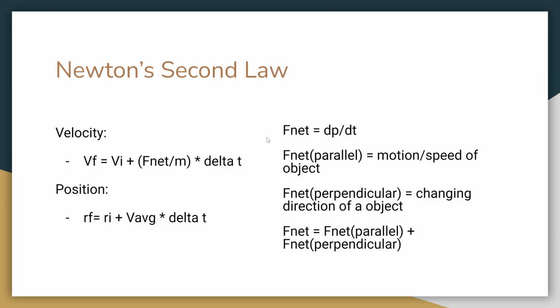And throughout the entire course of this lab, Newton's second law formulas were also being used. For example, the velocity formula, where Vf equals Vi plus F net divided by m times delta t. The position formula, where Rf equals Ri plus V average times delta t. And F net equals F net parallel plus F net perpendicular. Parallel equals motion and speed of object. Perpendicular is changing direction of an object.